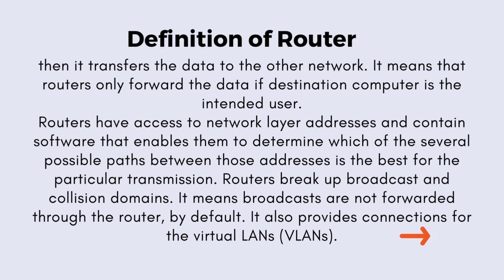It means that routers only forward the data if the destination computer is the intended user. Routers have access to network layer addresses and contain software that enables them to determine which of the several possible paths between those addresses is the best for the particular transmission. Routers break up broadcast and collision domains. It means broadcasts are not forwarded through the router by default. It also provides connections for the virtual LANs, VLANs.